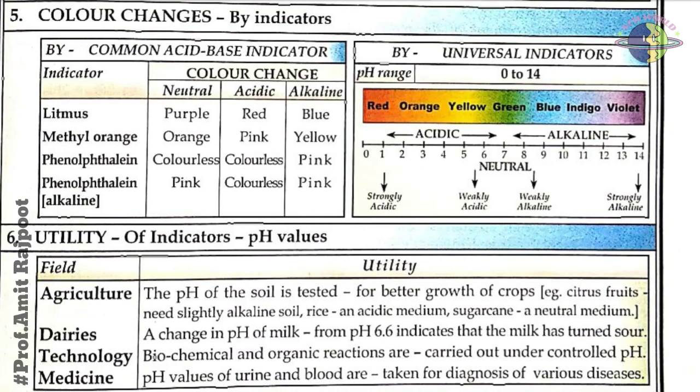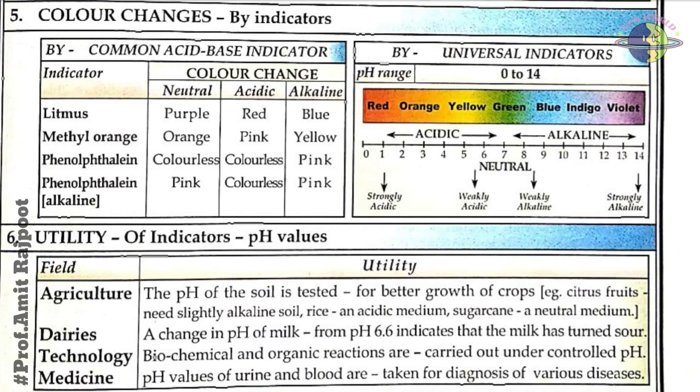Same with methyl orange: in acidic medium it changes color to pink, and in alkaline it changes color to yellow. Phenolphthalein remains colorless in acidic medium, whereas in alkaline medium it changes its color to pink. Okay, now come to the universal indicators. Universal indicators range from pH 0 to 14, red to violet.